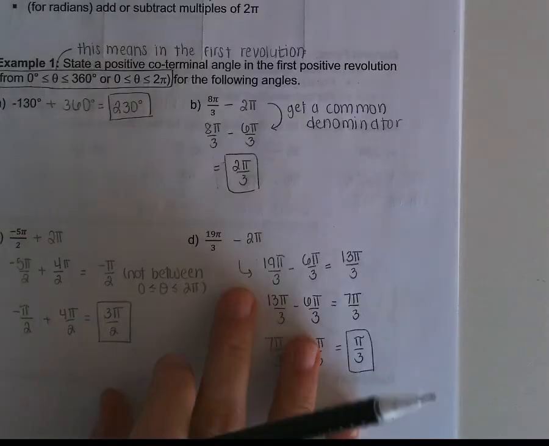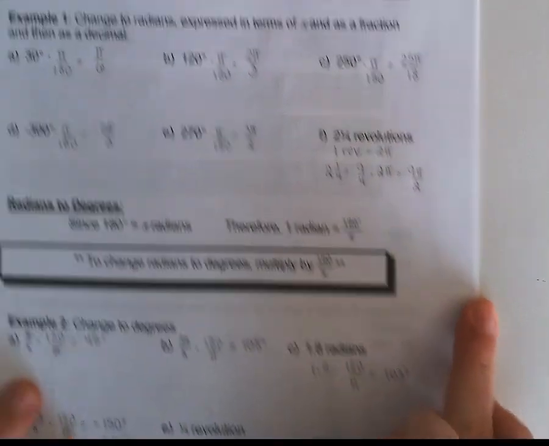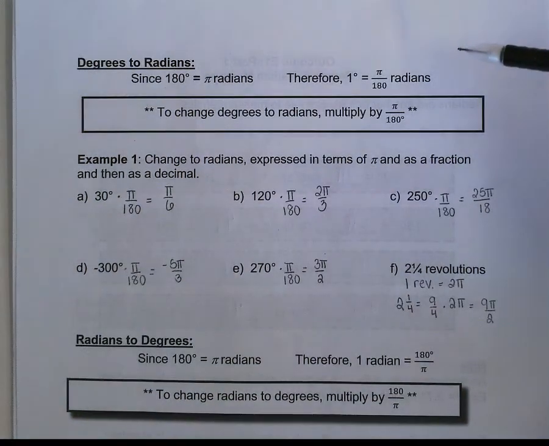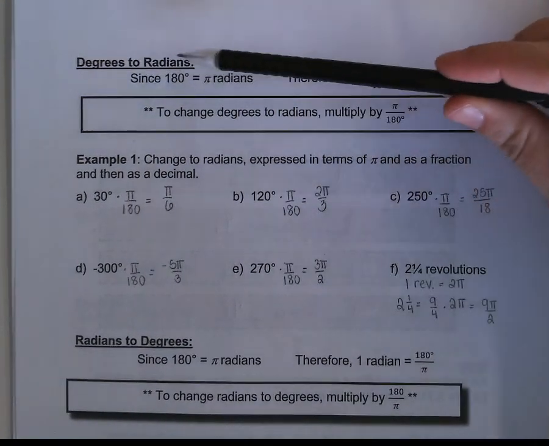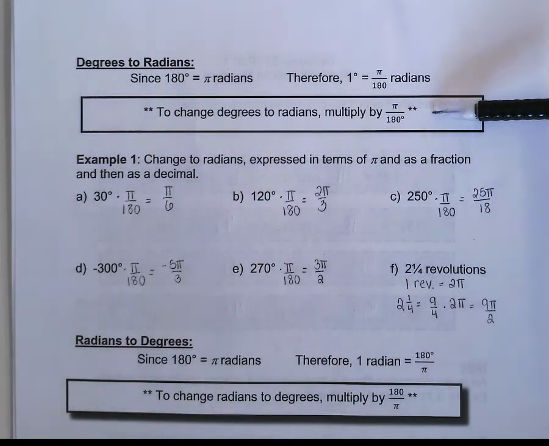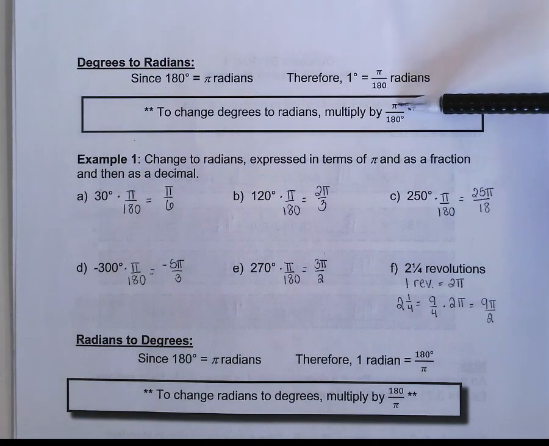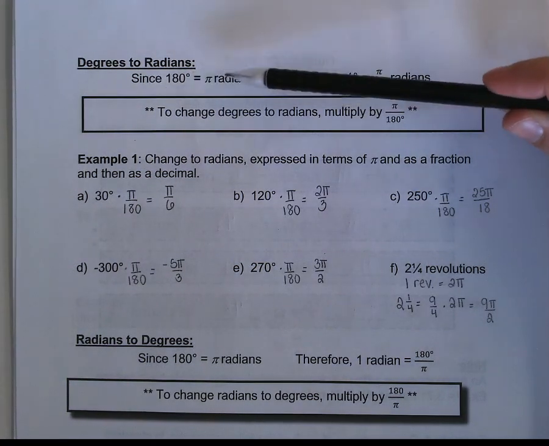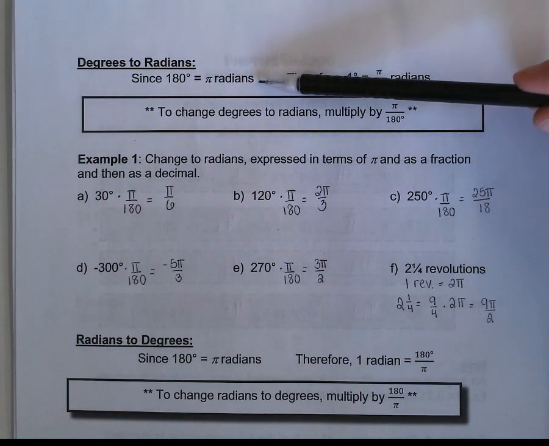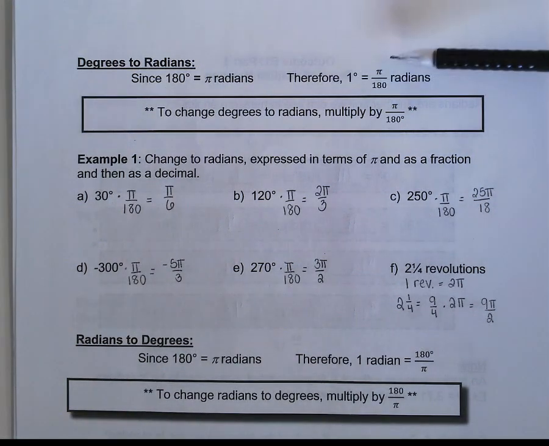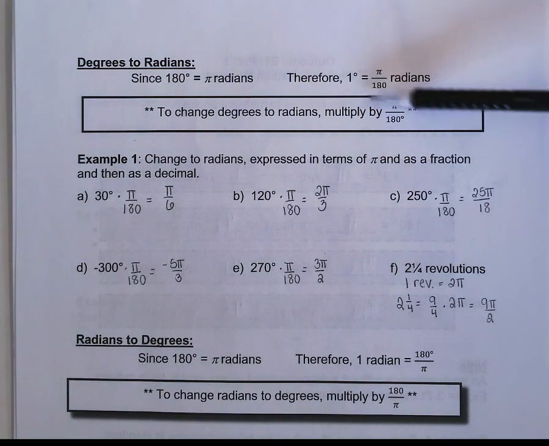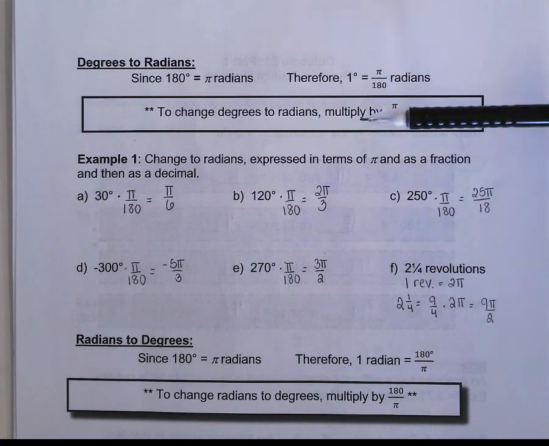Now, the primary thing we're going to do in this lesson is convert between radians and degrees. If you are going from degrees to radians, what you're going to do is multiply by pi over 180. And that's because 180 degrees is equal to pi radians. So 1 degree is equal to pi over 180. So this is what we're going to multiply by to convert between degrees and radians.